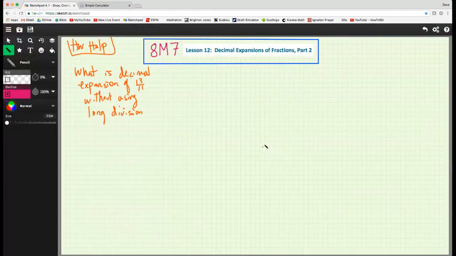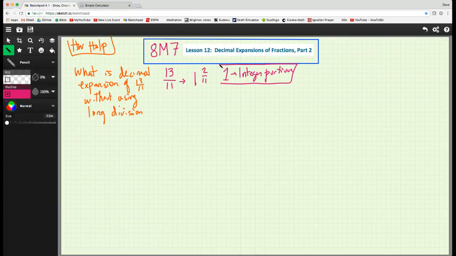Now, what is the decimal expansion of 13 over 11 without using long division? Okay, so let's do this one. First of all, we know that 13 over 11 is the same as 1 and 2 elevenths. So 1 is our integer portion. So now let's look at what is 2 elevenths.